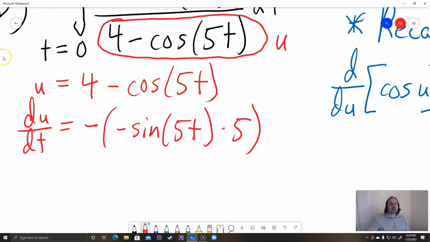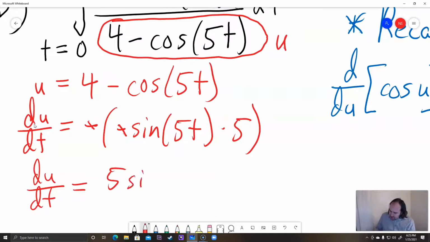Okay? And then of course we still have this minus out front. So these two minuses are going to cancel out and make a plus. So we're going to have du dt. Du dt equals 5 sine of 5t.